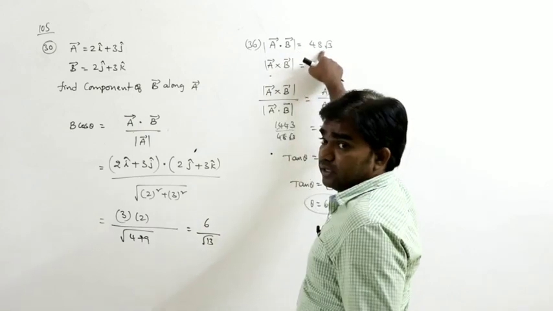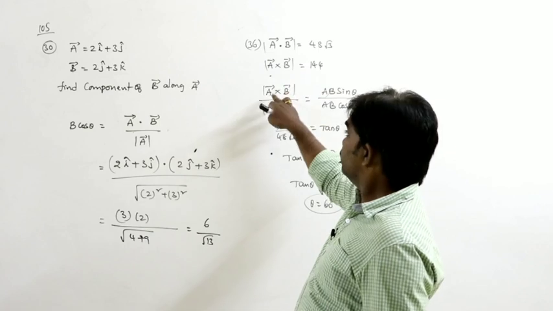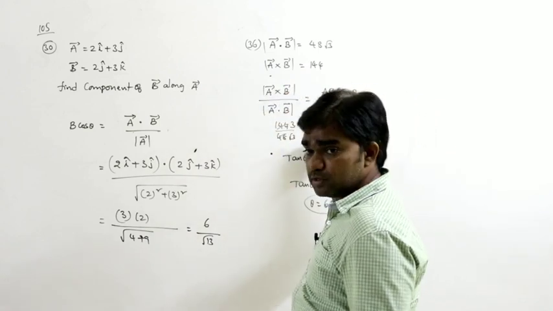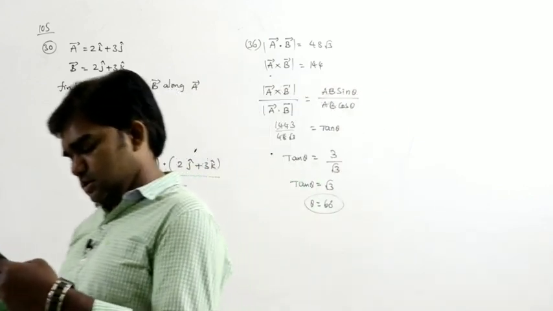Dot product is given as 48 root 3. Cross product is given as 144. Now we know a cross b is ab sin theta, a dot b is ab cos theta. How much did we get? Tan theta. Substitute the values like this.